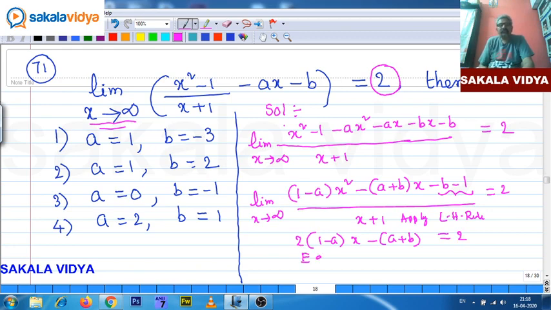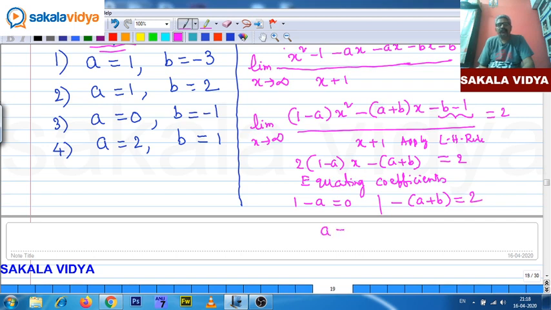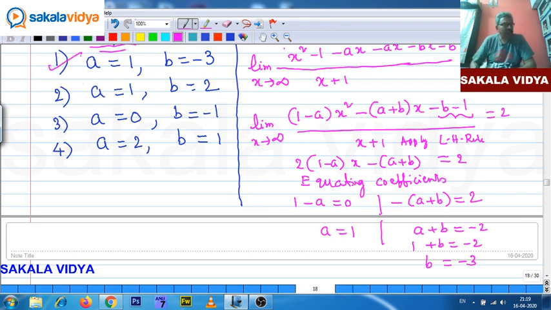Equating the coefficients. Here x coefficient is absent on the RHS. So, that means we get 1 minus a is equal to 0, and minus of a plus b is equal to 2. So, a equals to 1 and a plus b equals to minus 2. Substitute: 1 plus b equals to minus 2. So, b equals to minus 3. So, that means the first option is the right option.